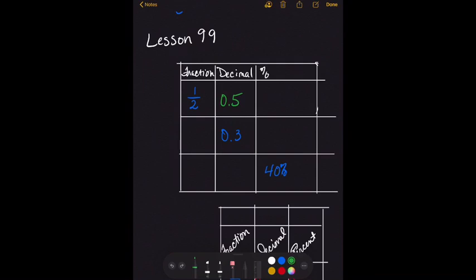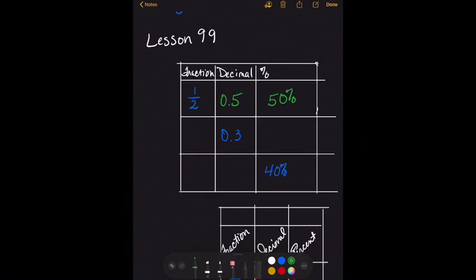And then when we go from a decimal to a percent, how do we do that? Well, if you recall, we multiply by 100, so we move our decimal to the right twice, and we end up with 50%. Half of something is 50% of it, right?